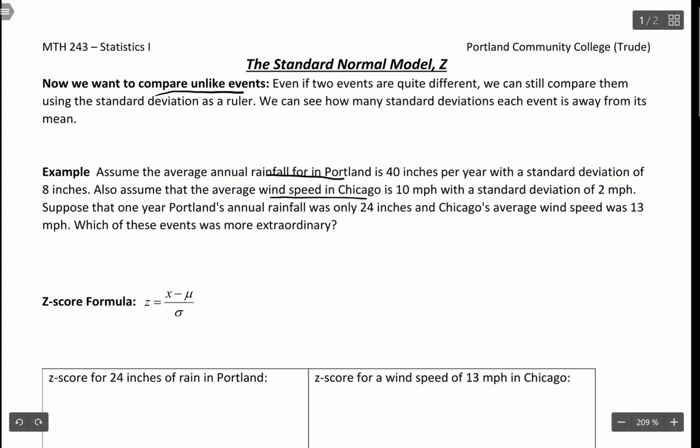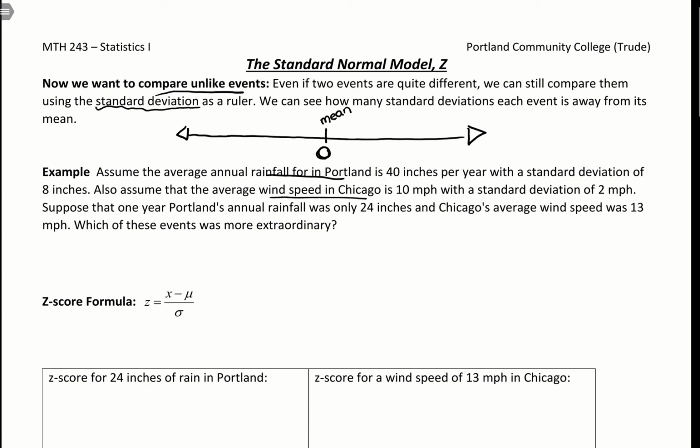So we can use the standard deviation as a ruler. Meaning what we can do is create this kind of standardized number line such that what if we made 0 the idea of landing on the mean? So then if we had 40 inches of rainfall, we would say that's average for Portland. Let's equate that to the mean. Then what we could do is use a number 1 to represent one standard deviation above.